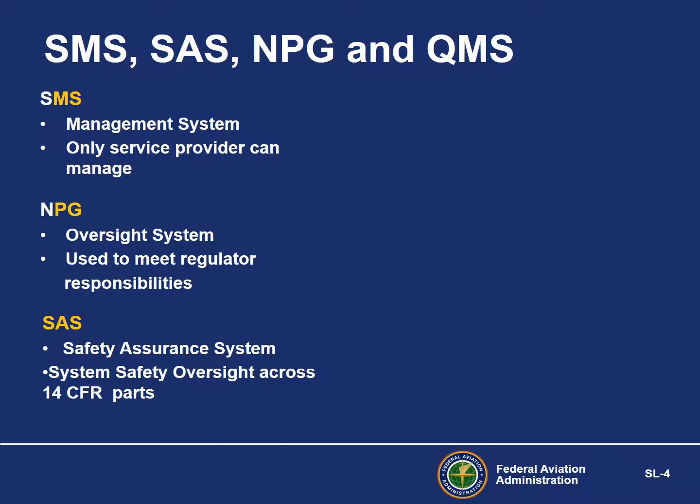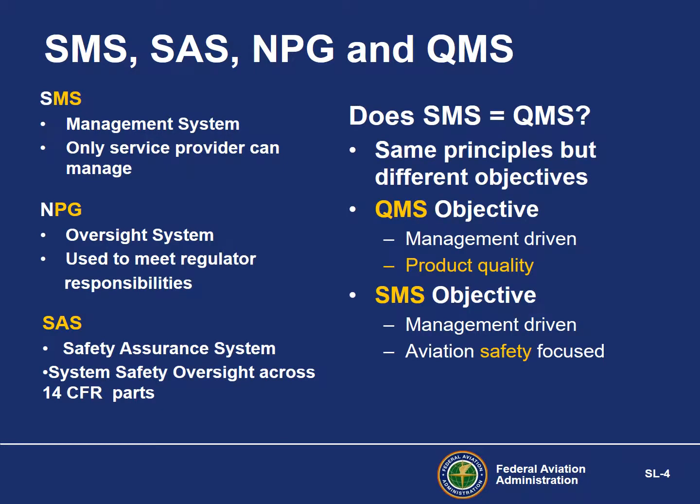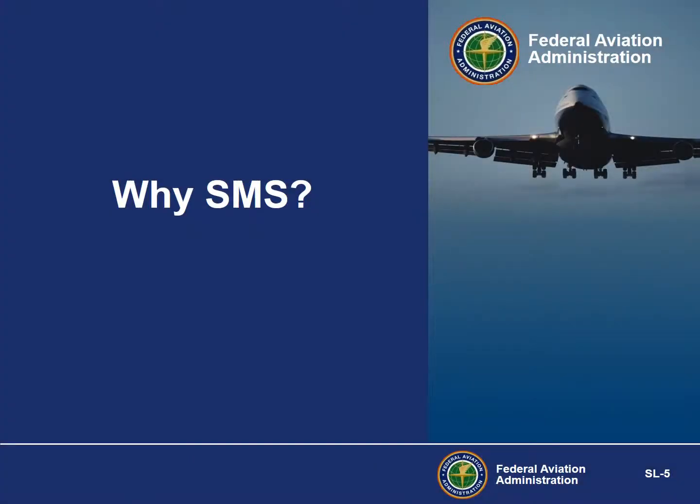SAS, or the Safety Assurance System, is the FAA's system-based oversight, expanded to include 14 CFR Parts 121, 135, and 145. Finally, we have QMS, or Quality Management System. How do SMS and QMS relate? They both use the same principles, however they use them for different reasons. QMS is concerned with a quality product or service, while an SMS's objective is a safe product or service. Both are management-driven.